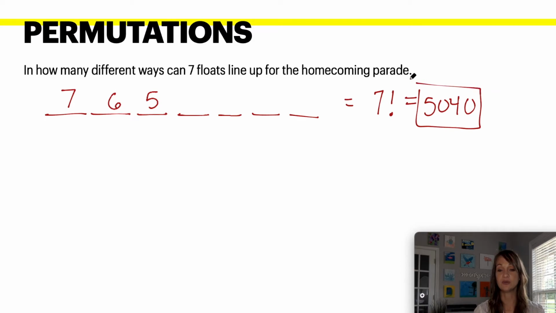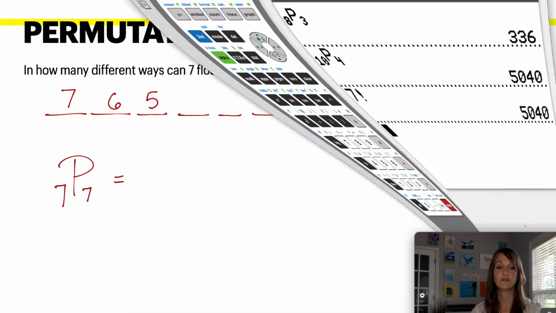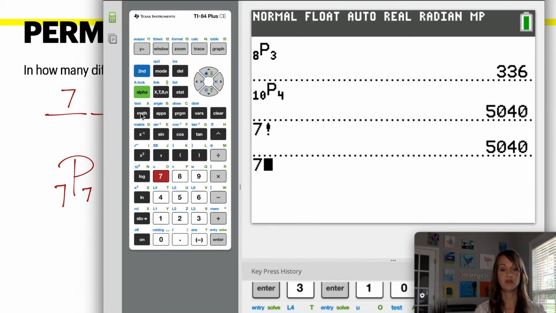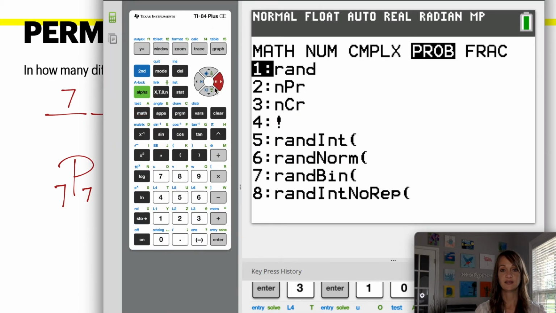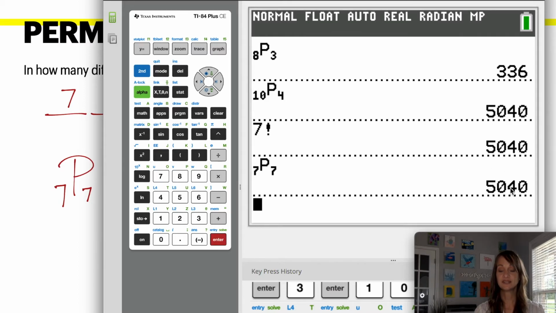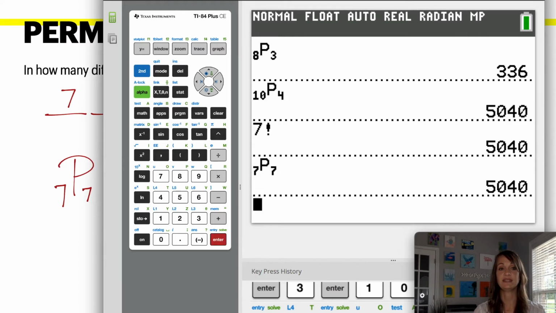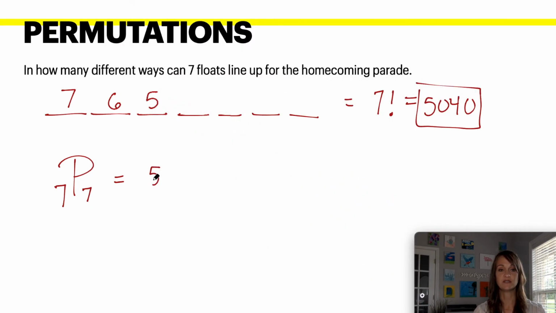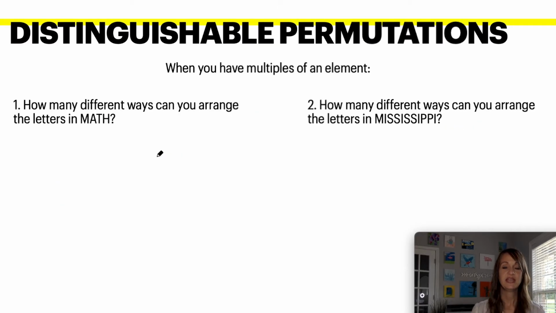However, you can do it as a permutation. You have 7 floats, and you are choosing all 7 to be placed in a line. So you would have 7 floats, go to Math, Probability, nPr, and you want all 7 to be placed. Hit Enter, and again, it gives you the exact same answer, which is 5,040.